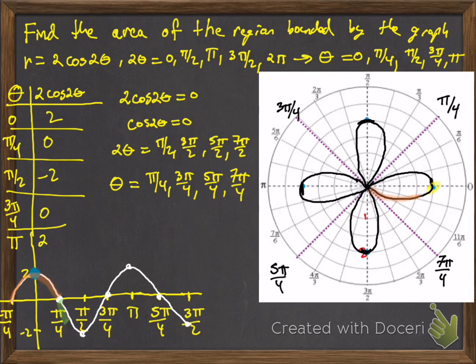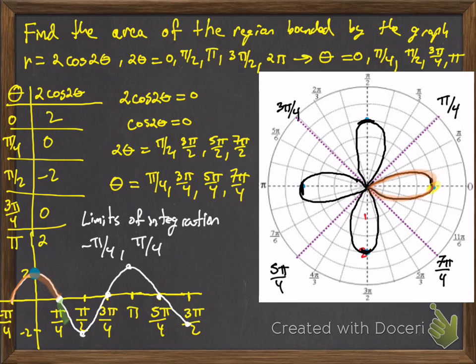Now the part I'm highlighting in orange, that's from negative pi over 4 to pi over 4. So that's going to actually give us one of our rose petals, and that's what we're looking for. So we just want to get one of them. We got nice bounds. So probably the easiest limits of integration is to do negative pi over 4 to pi over 4.